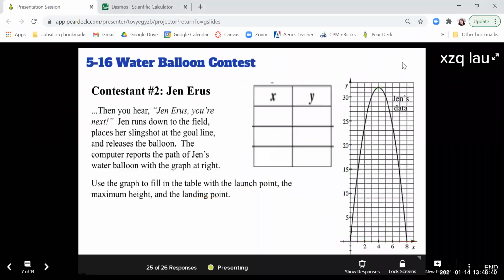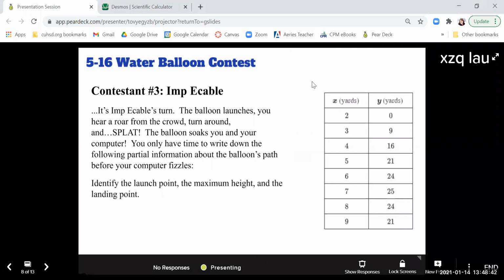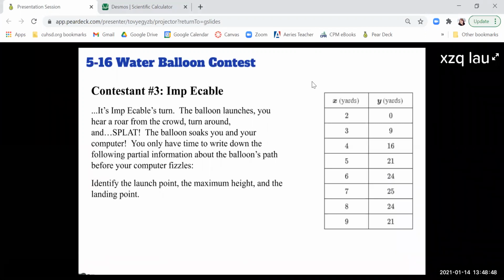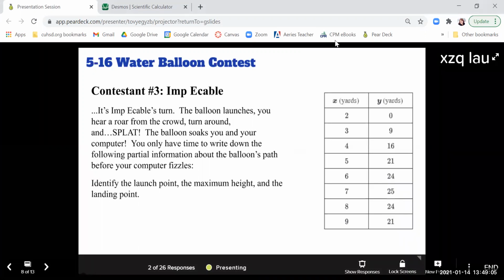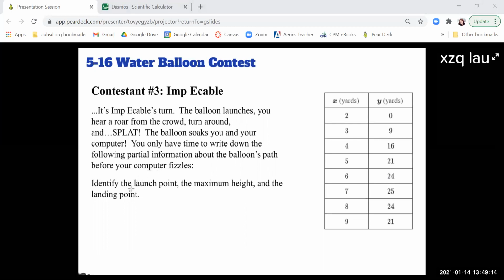Okay. Next contestant. Contestant number 3, impeccable. All right, it's Impeccable's turn. The balloon launches. You hear a roar from the crowd. Turn around and splat. The balloon soaks you and your computer. You only have time to write down the following partial information about the balloon's path before your computer fizzles. Identify the launch point, the maximum point, and the landing point from this table. So we're looking for the launch point, the maximum point or height, and the landing point.